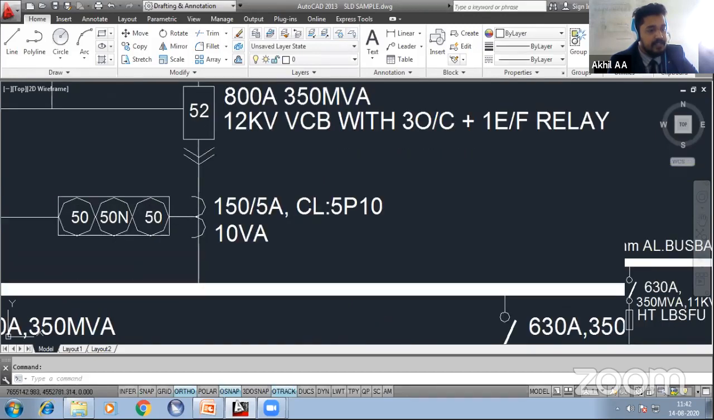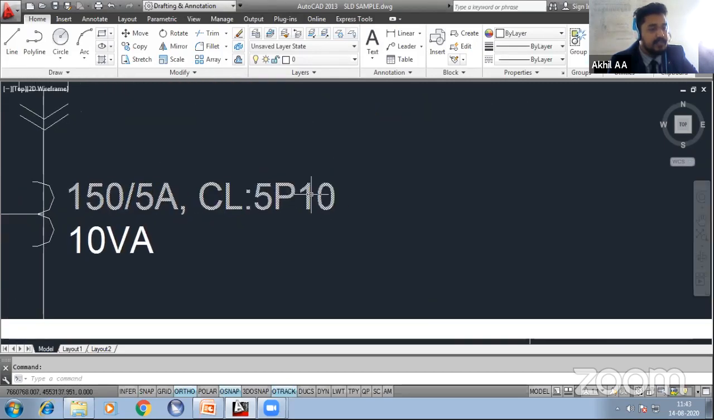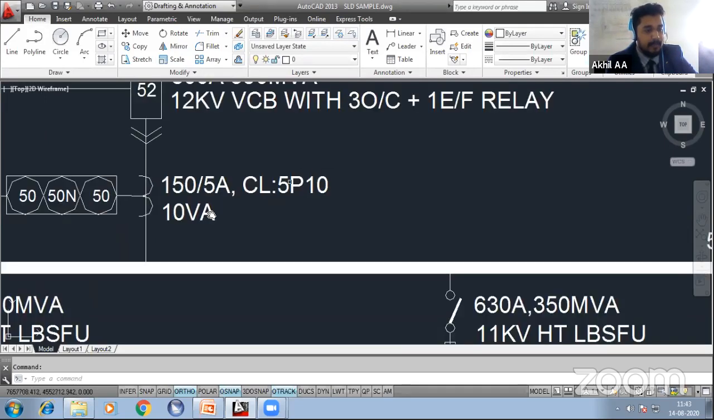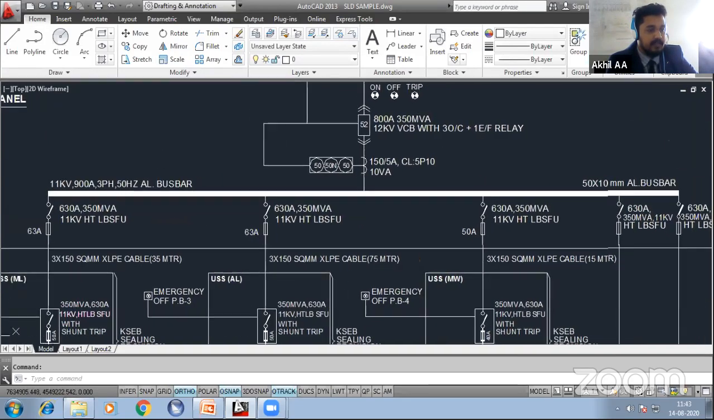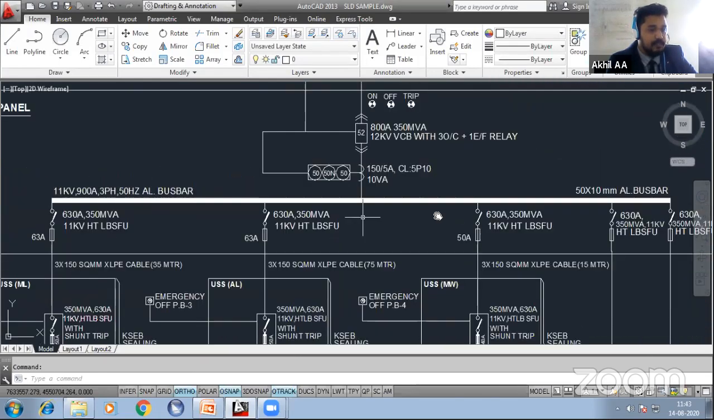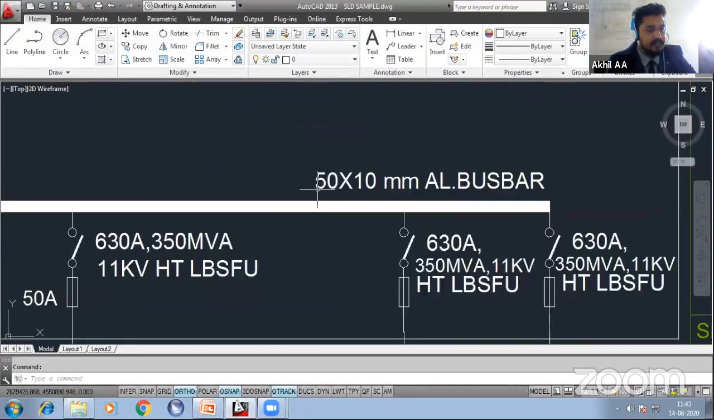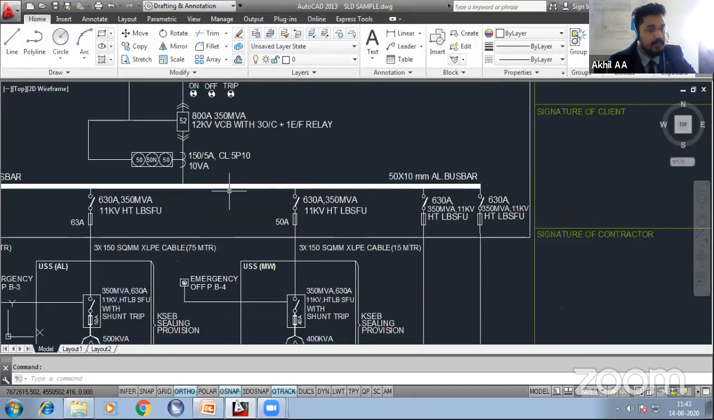You can see current transformer over here, which is class 5P10 10 VA. So this is the current transformer rating, and this is the class. If you see 5P or 10P or whatever the term, if you see the letter P, you have to understand that it is used for protection. If it is used for measuring, you will not see the letter P. Then this is the bus bar, 11 kV, 900 ampere, 3-phase, 50 hertz, aluminum bus bar. We have represented the bus bar size and the ampere, aluminum bus bar, 15 to 10 mm.